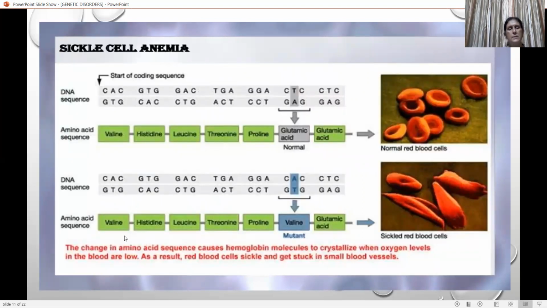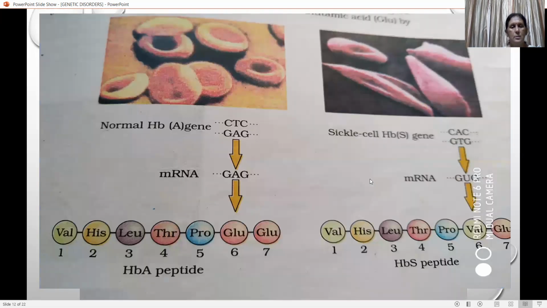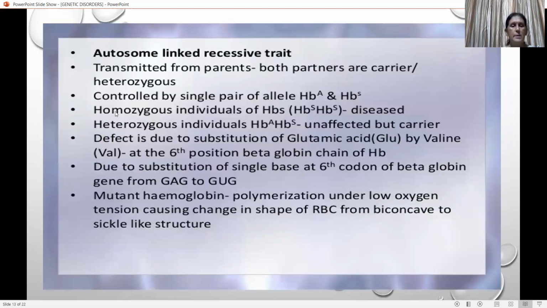So the next Mendelian disorder is sickle cell anemia. Sickle cell anemia occurs in blood. We know that sometimes the red blood corpuscles, RBCs, are globular or biconvex in shape, but due to this disease, they become sickle-like. So this is called sickle cell anemia. And this is another photo from our textbook.